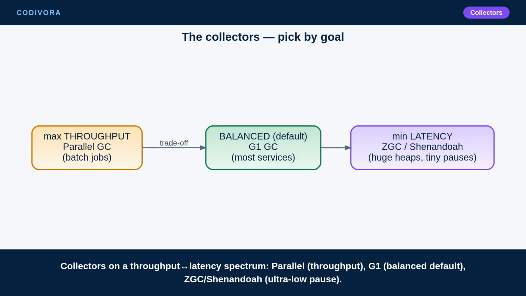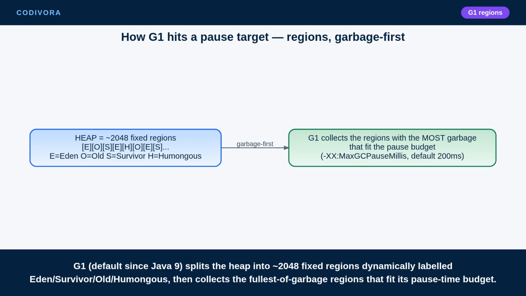Java gives you several collectors, and choosing is a throughput versus latency trade-off. Serial for tiny heaps. Parallel maximizes throughput, great for batch jobs where a pause is fine. G1, the default since Java 9, is regionized and balanced, the right pick for most services. And ZGC and Shenandoah give ultra-low pauses, under a few milliseconds, even on multi-terabyte heaps. Want raw throughput? Parallel. Want low latency? G1 or ZGC.